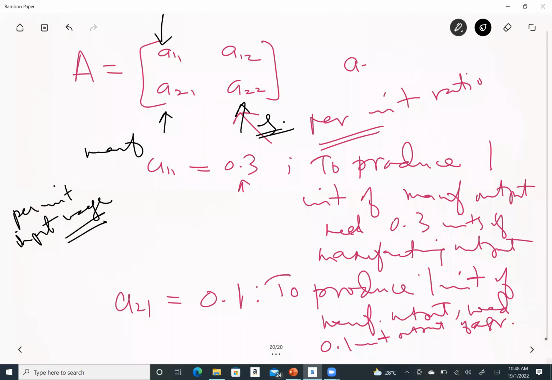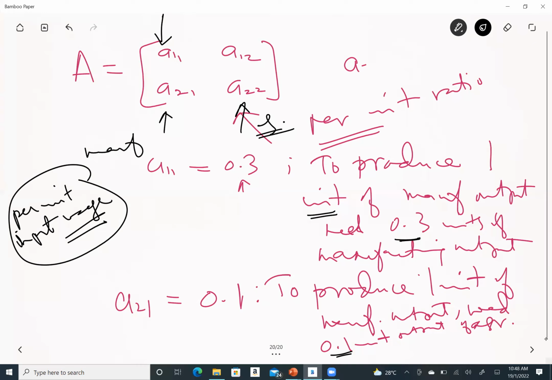So what do we mean? If you go by the first column, that is on manufacturing, we say I want to produce 1 unit of manufacturing output. What do we need? I need 0.3, which is the first number, 0.3 units of manufacturing. And then the second value means to produce 1 unit of manufacturing, how much agriculture do I need? 0.1 unit of agriculture output.